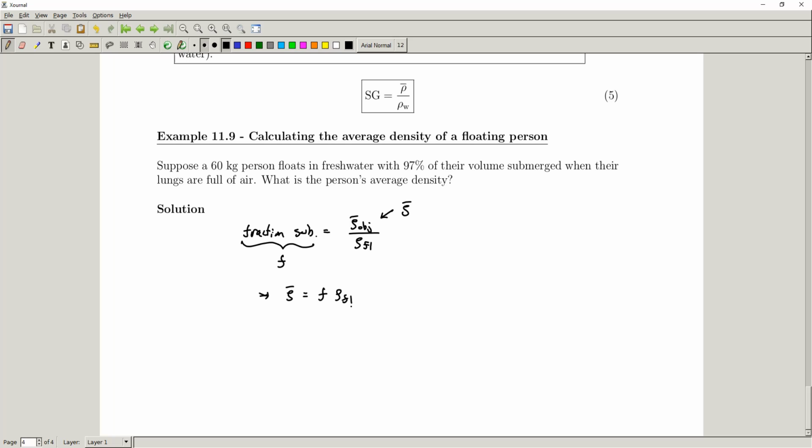Then really we're just at the point where we can sub in numbers and get our solution. The average density of our person is going to be equal to the fraction submerged, that's 0.97, so 97% of the person is submerged, times the density of our fluid. This is the density of water, 10 to the 3 kilograms per meter cubed. If we do that calculation, we find out that this person has an average density of 970 kilograms per meter cubed. Okay, and that would be the answer to a question like this.